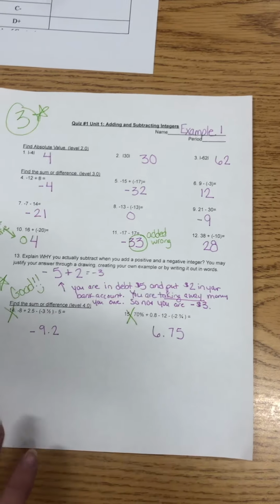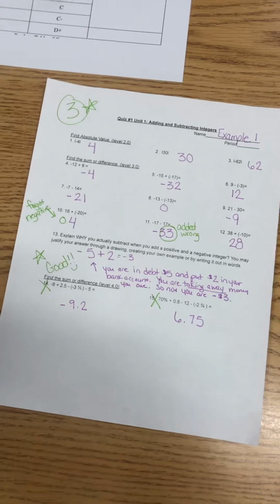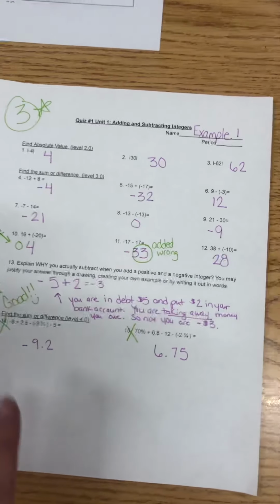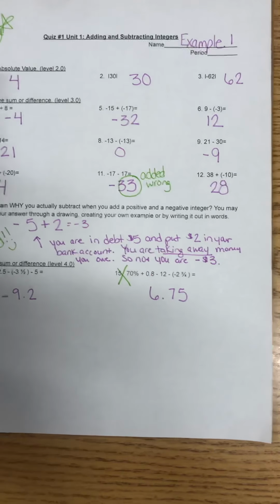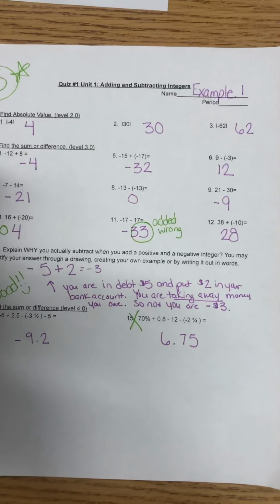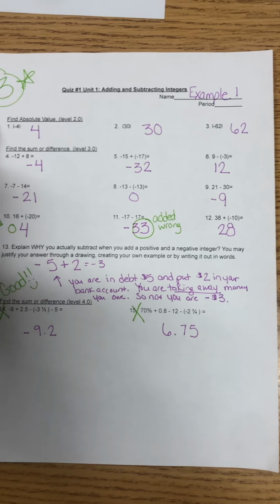So for example, this is a 7th grade quiz, but the grading and the concept is the same for 7th and 8th grade for grading. So here's a quiz over adding and subtracting integers. The level 2 skills at the top, examples 1 through 3, the students had to tell us what the absolute value of the numbers were.